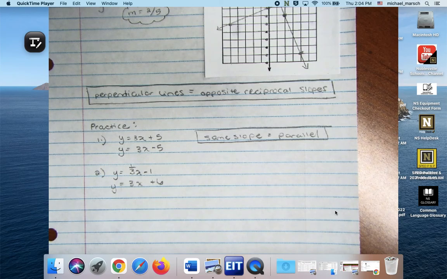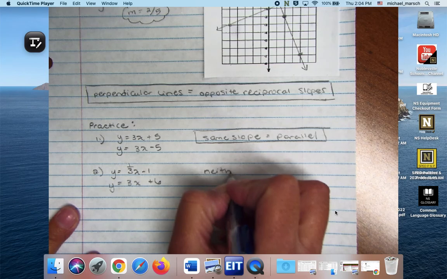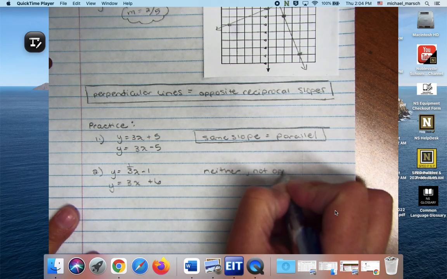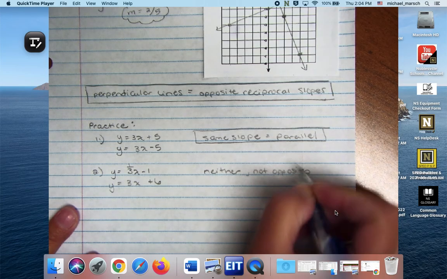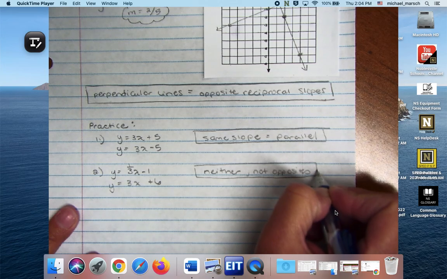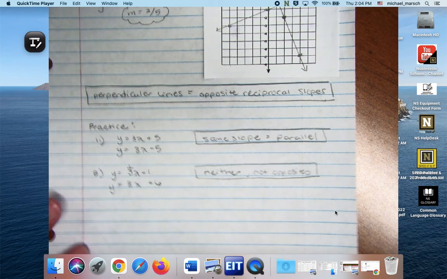Parallel or perpendicular? Ah, I tricked you. Neither. Who was thinking neither? Me, I actually was. What's missing? It's not opposite, it's just the reciprocal. So neither. Not opposites. Right? It has to be opposite and reciprocal. It can't just be one.